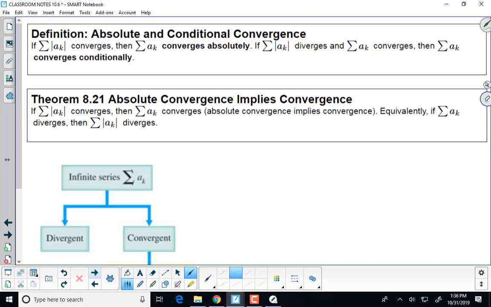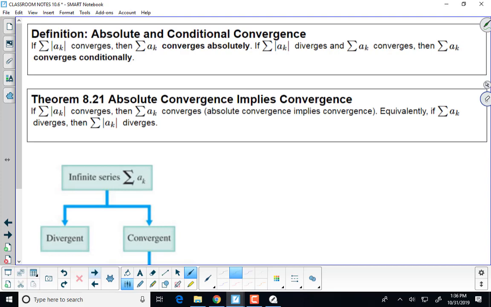All right, let's talk about this type of convergence that is up here on the board. The concept of absolute and conditional convergence only applies for series that have alternating signs.